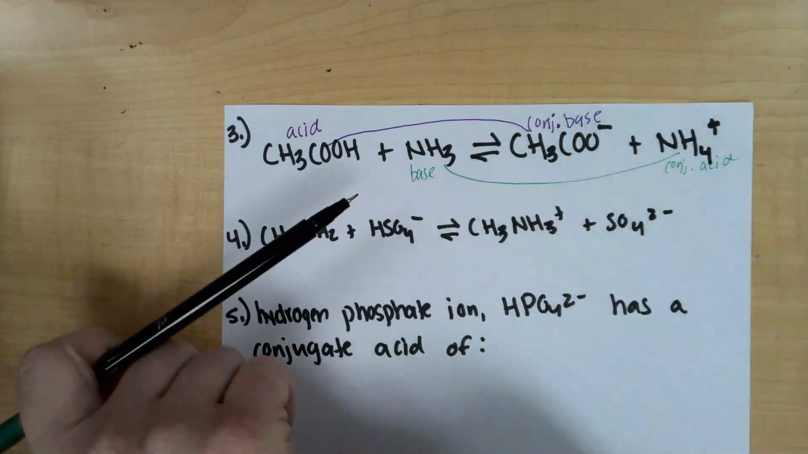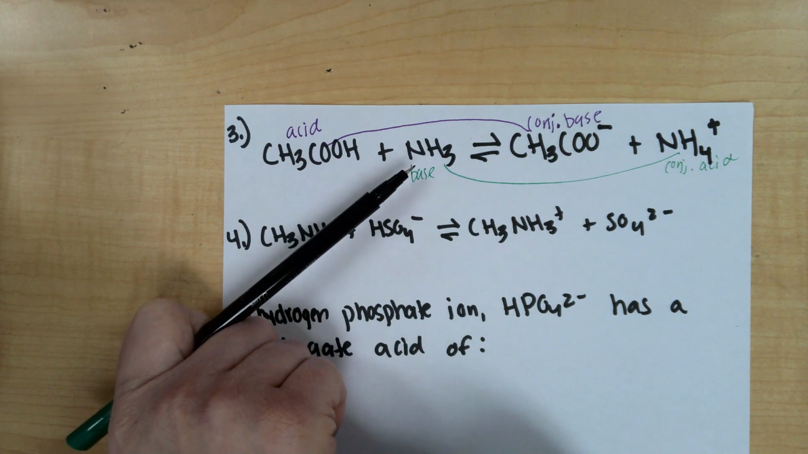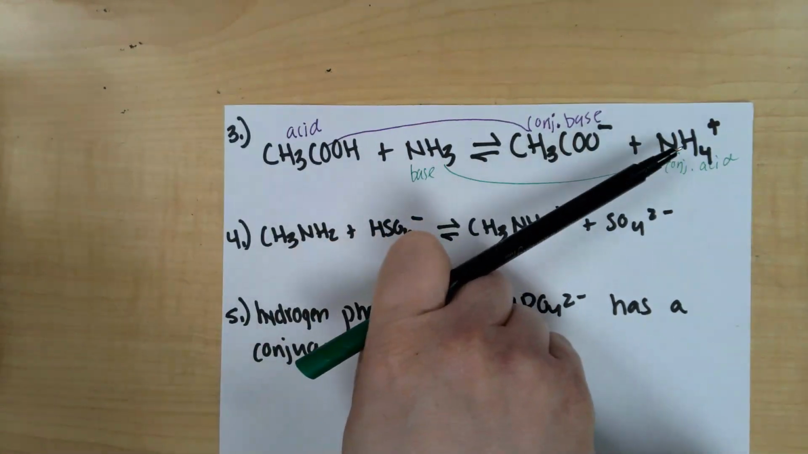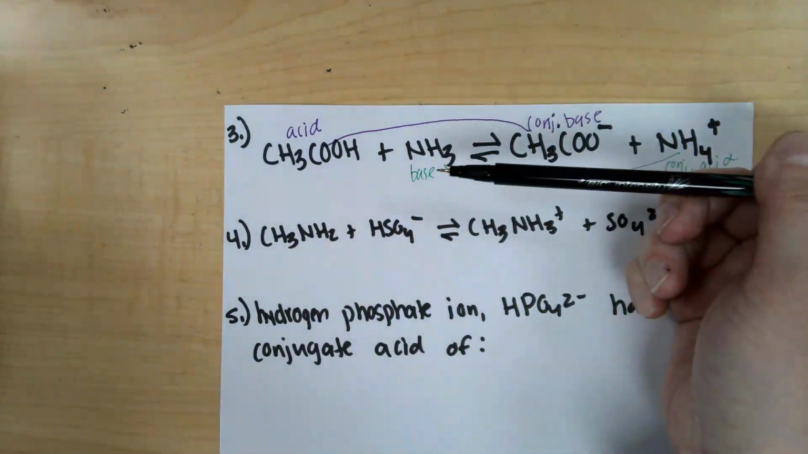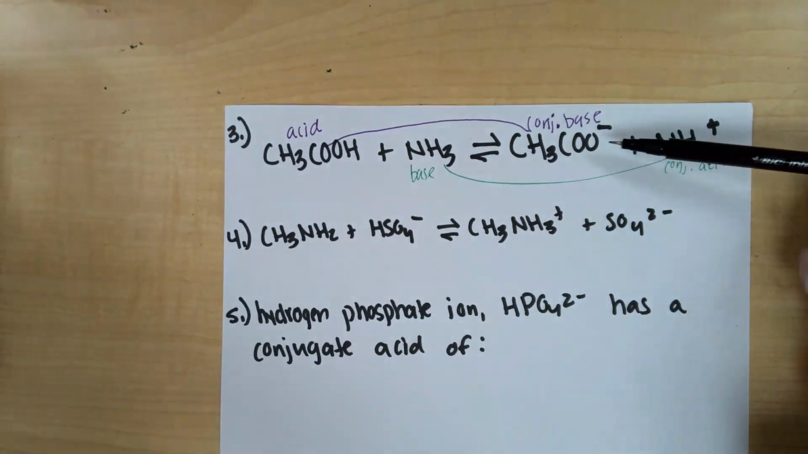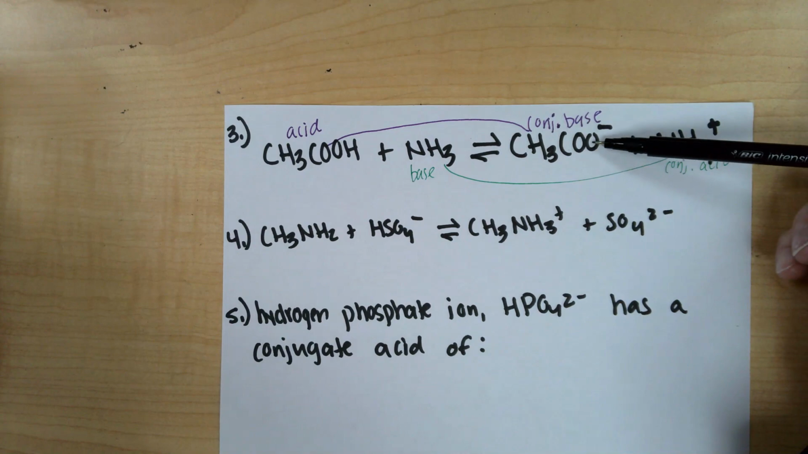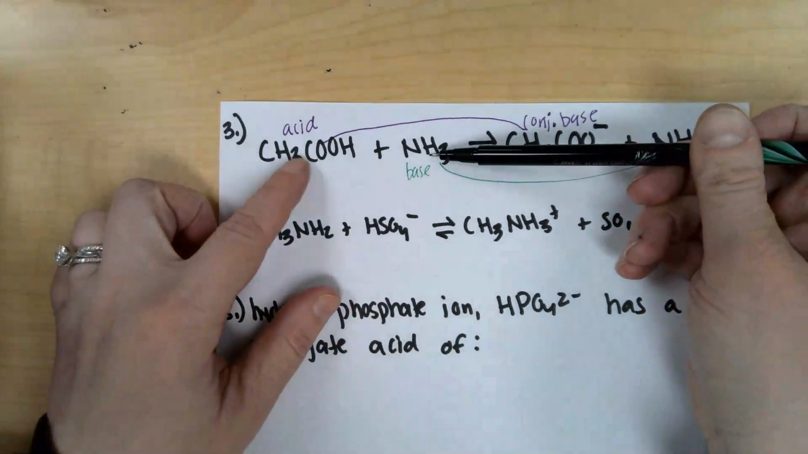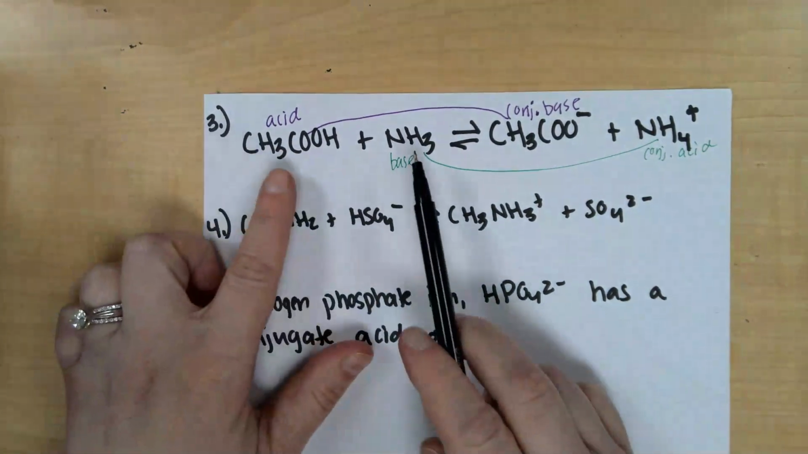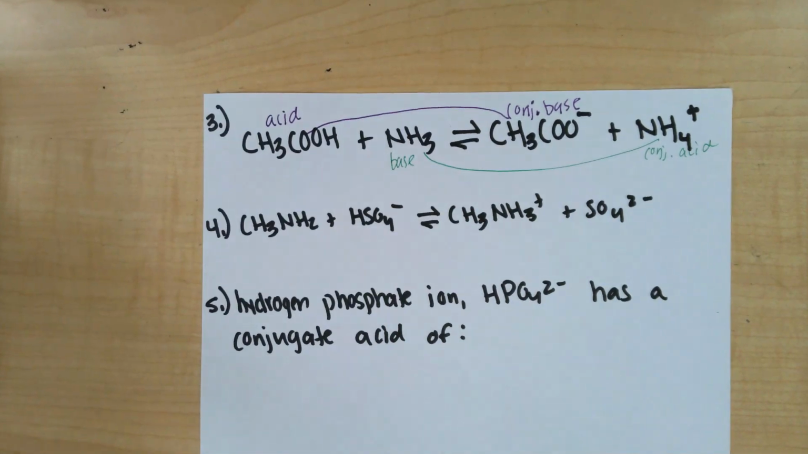So when we go in one direction, here's our acid, here's our base, making these two products. And then when this goes in reverse, now this is serving as the acid, and this is serving as the base. And this guy over here will give his H+ back to him, and we'll end up back with our two original reactants.